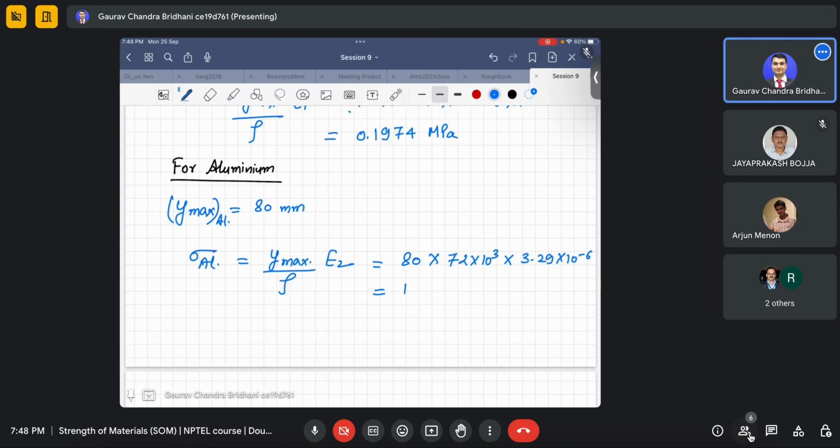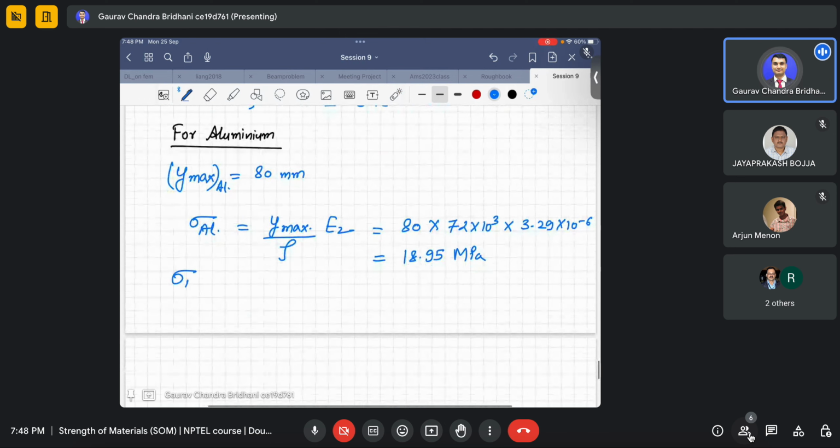18.95 MPa. Okay. So, this is the stress coming in for the aluminum. You can see how much extra there is: if you divide 18.95 by 0.1974, what comes? Just tell me the ratio. Sigma aluminum upon sigma plastic max, what is the ratio?